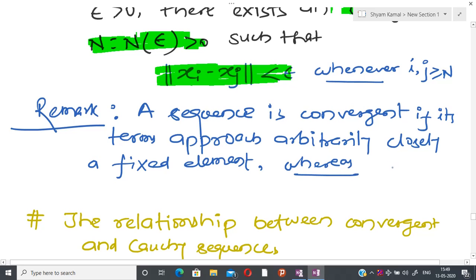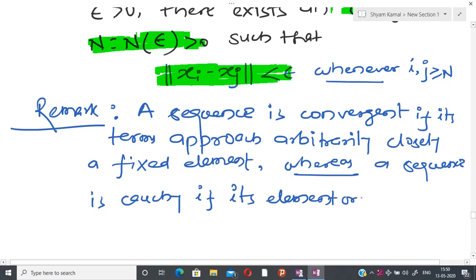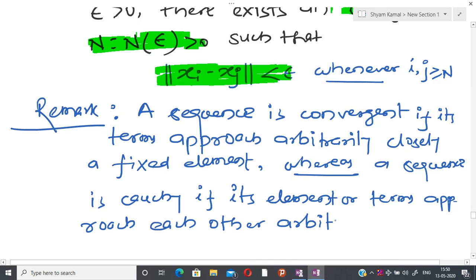whereas a sequence is Cauchy if its elements or terms approach each other arbitrarily closely.